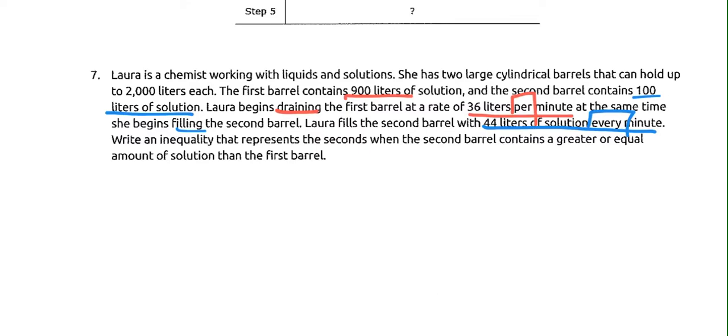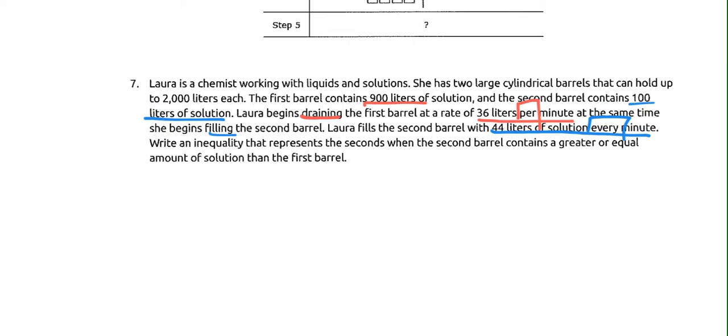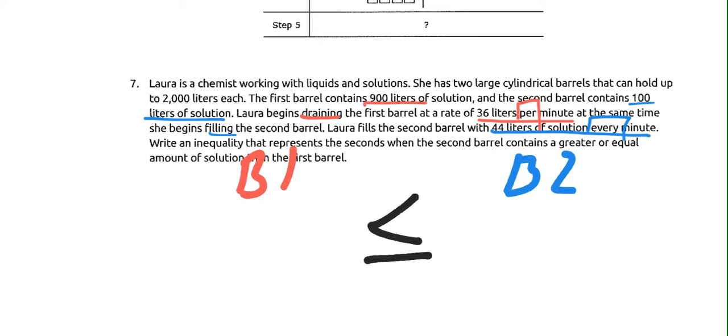It says to write an inequality that represents the minutes when the second barrel contains a greater or equal amount of solution than the first barrel. So I'm going to do barrel 1 on the left side, just call it B1. On the right side, I'm going to call it barrel 2. And we want to know when the second barrel is greater than or equal to, meaning that everything on that side has got to be larger, okay?